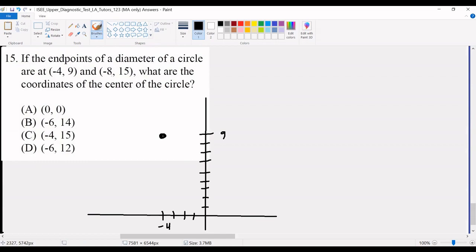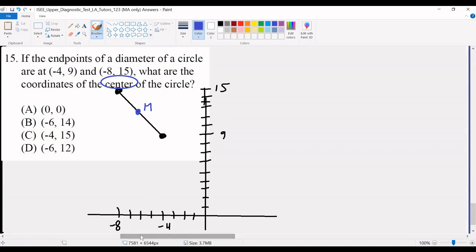That's our first ordered pair. Then we have -8, so I'm going to count 4 more: 1, 2, 3, 4. So there's -8. And 15, so count 10, 11, 12, 13, 14, 15. Right there. So our next ordered pair is right there. If we connect these 2 points, that'll be the diameter for our circle. And we're asked to find the center of the circle. So it looks like what we're looking for is the midpoint right here.